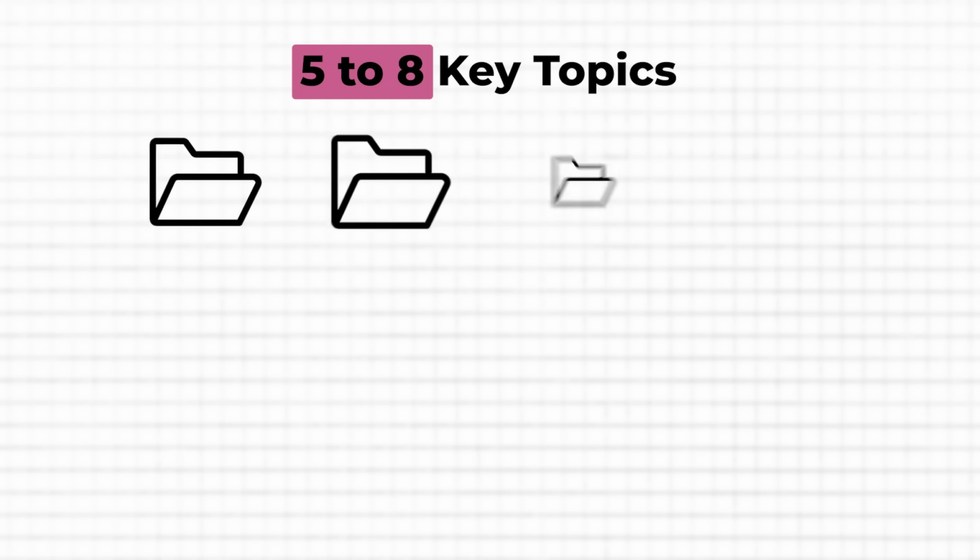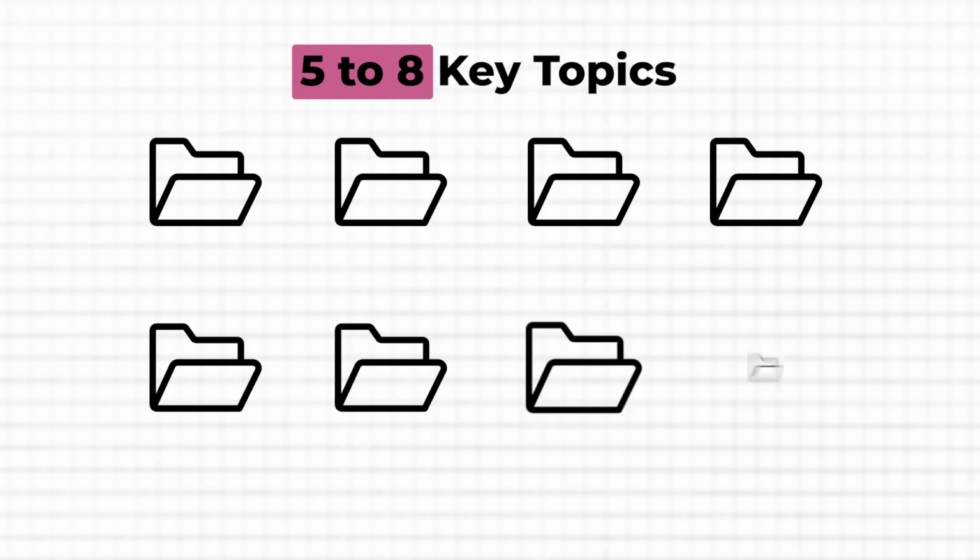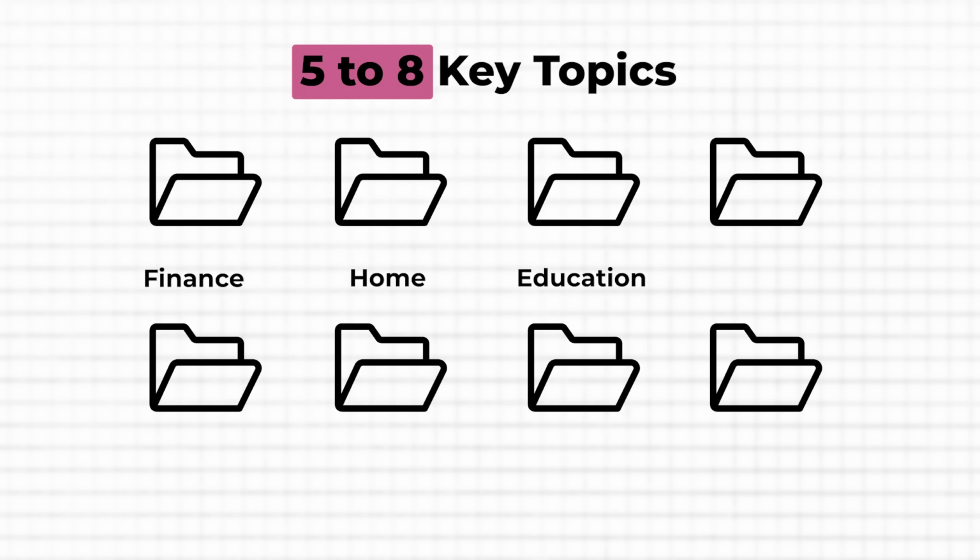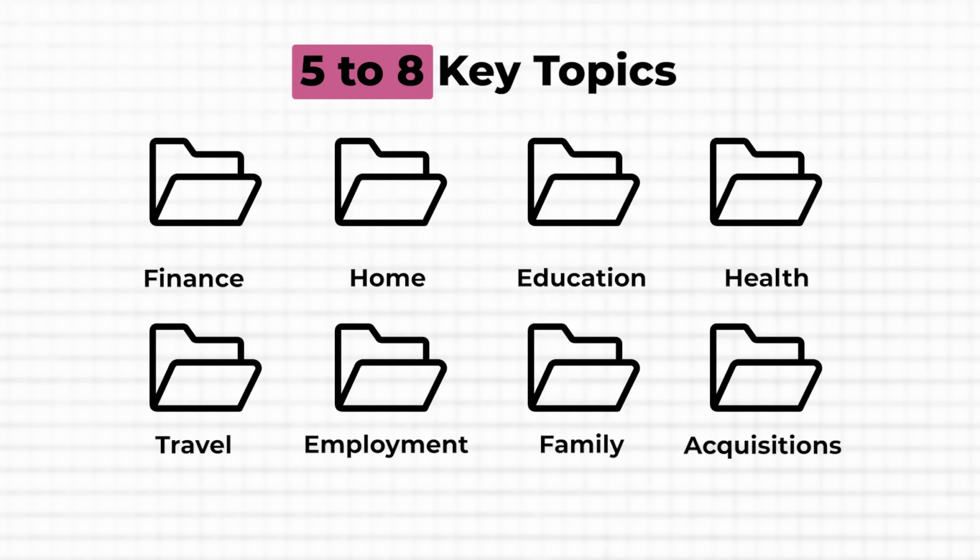Now, keeping those principles in mind, I would try not to exceed 5 to 8 key topics where each has a folder. For most of you, for personal use, this could be the following: finance, home, education, health, travel, employment, family, and acquisitions.